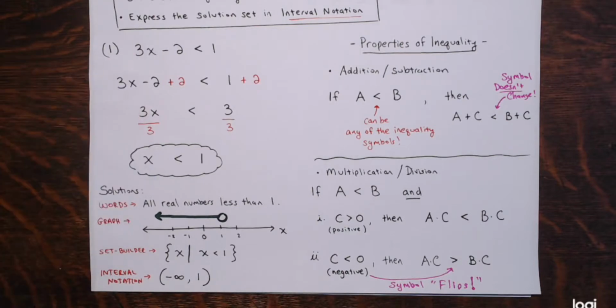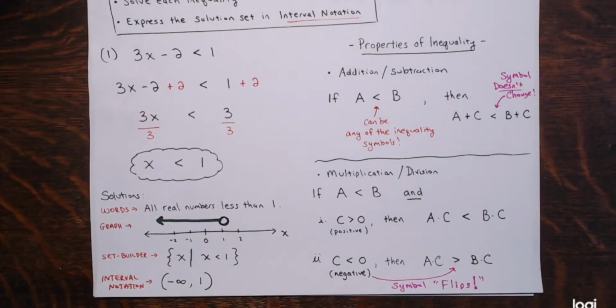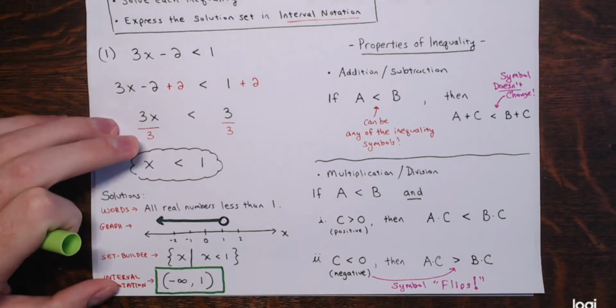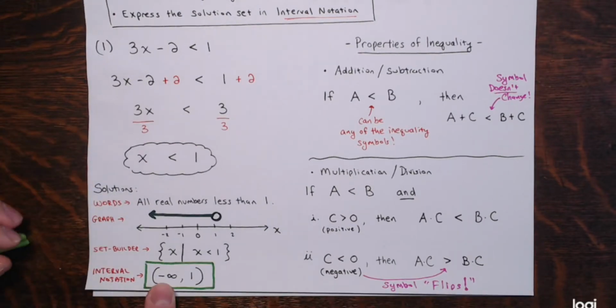And this is what they wanted. So I'm going to put this in a box. This is actually what they asked us for: write the solution set in interval notation. So -infinity up to 1, parentheses on both.